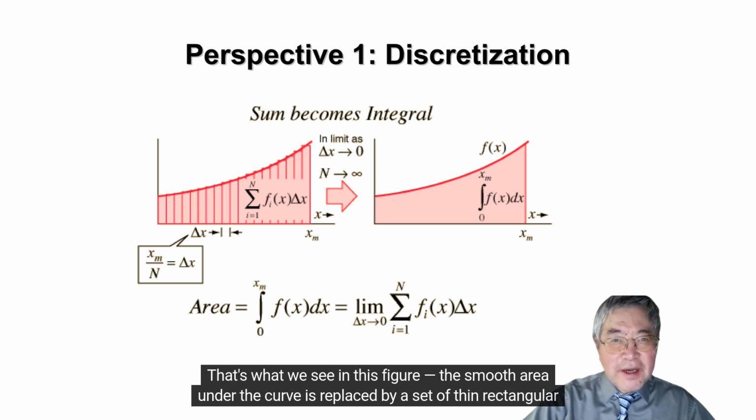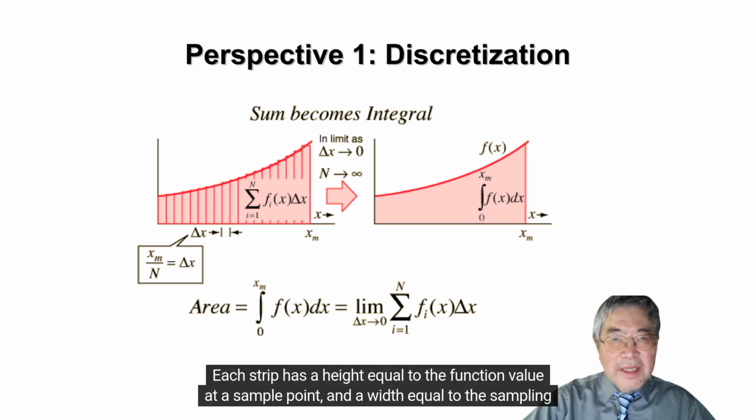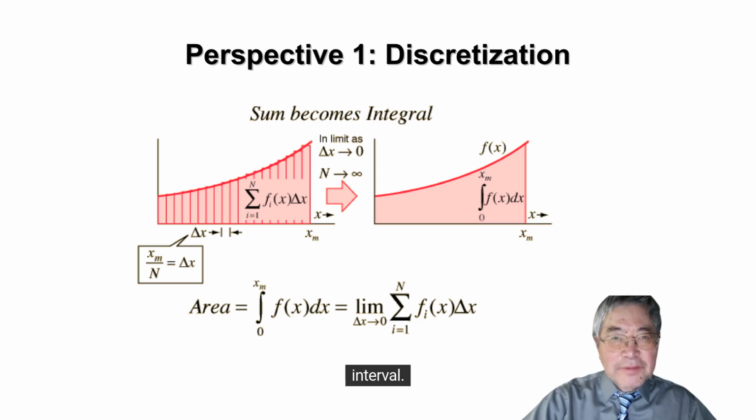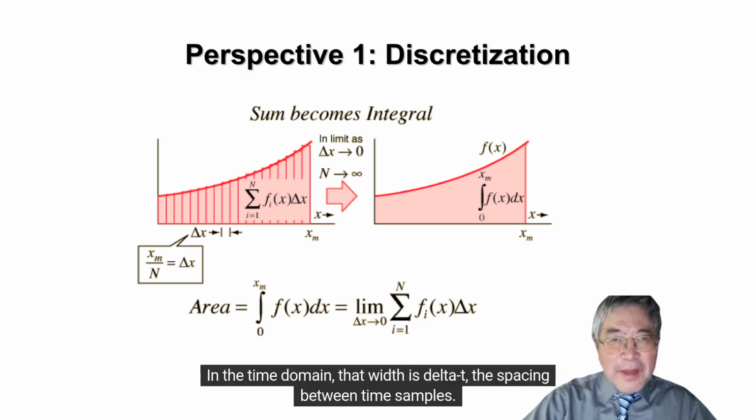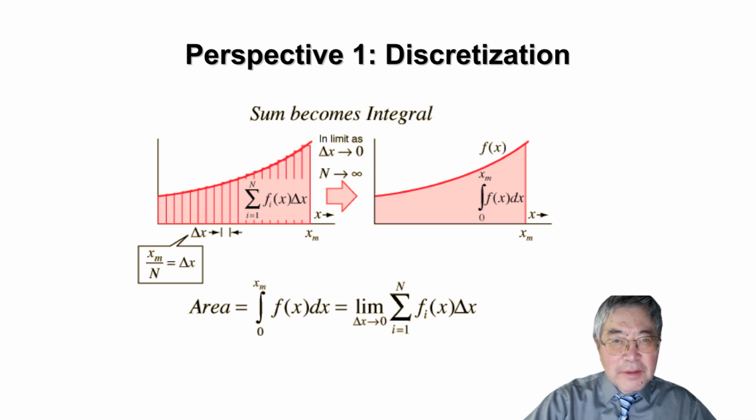The smooth area under the curve is replaced by a set of thin rectangular strips. Each strip has a height equal to the function value at a sample point and a width equal to the sampling interval. In the time domain, that width is delta t, the spacing between time samples. In the frequency domain, it's delta u, the spacing between frequency samples.